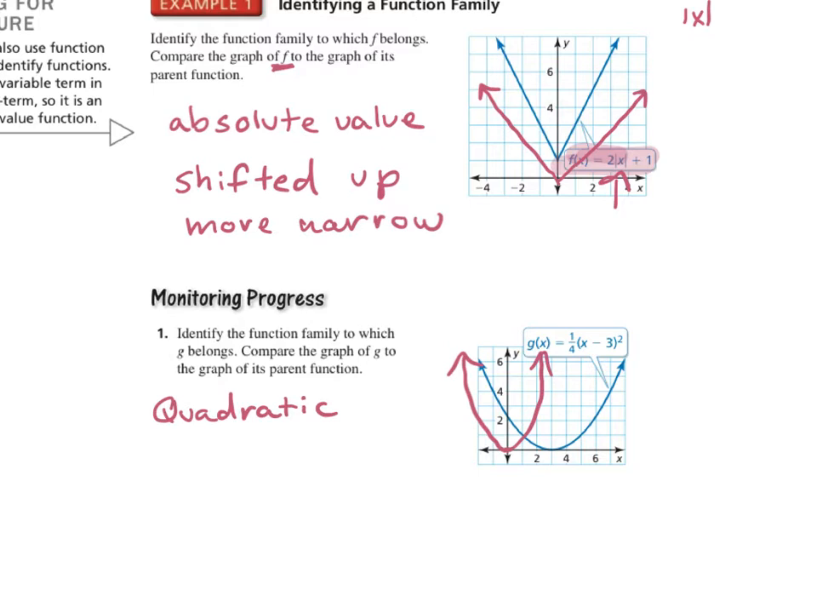How would we compare these two? It shifts more to the left. We're going from our parent to our function, so it actually shifts to the right. Oh, okay. And it's wider. So we can say it shifts right 3 units, and it's wider.